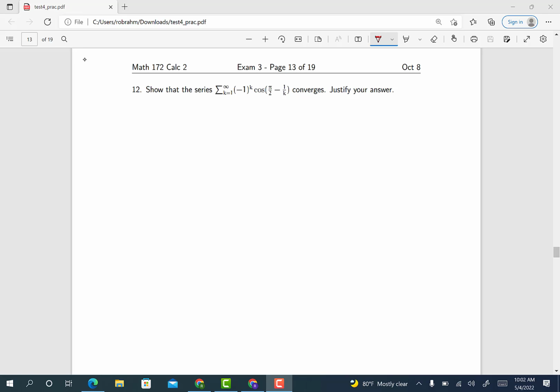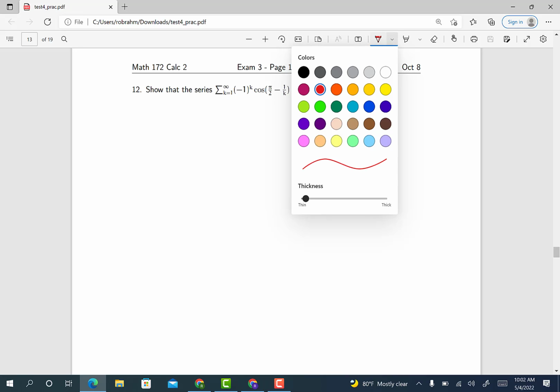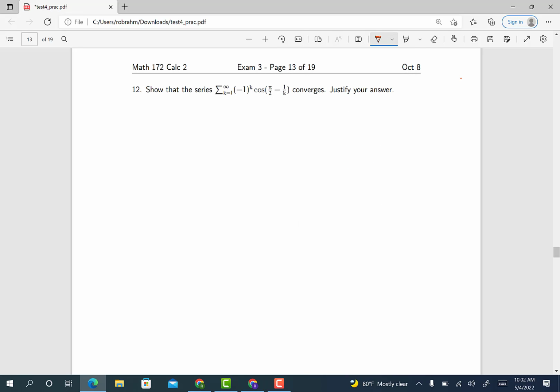Okay, so we're going to look at this problem. This problem clearly looks like it might be set up to be an alternating series problem. We've got (-1)^k times b_k, and in this case, b_k is equal to cosine of (pi over 2 minus 1 over k).